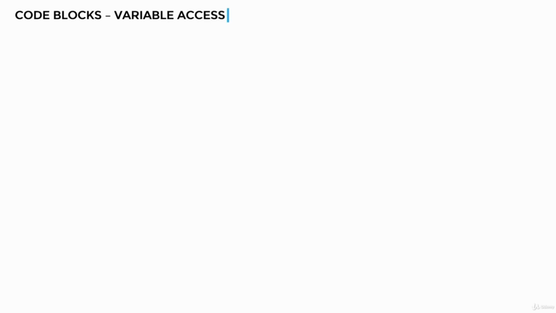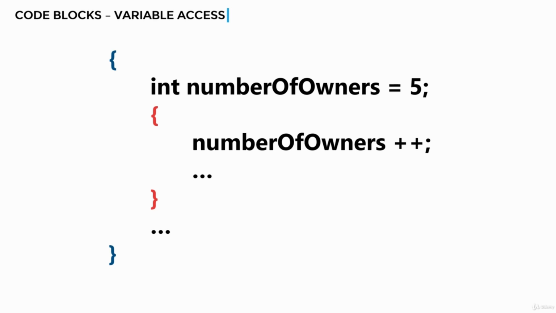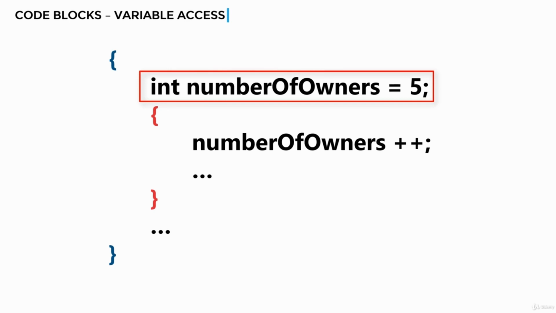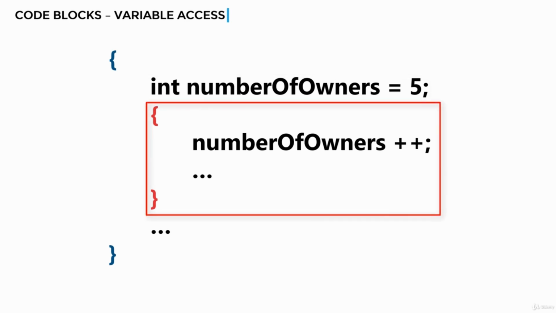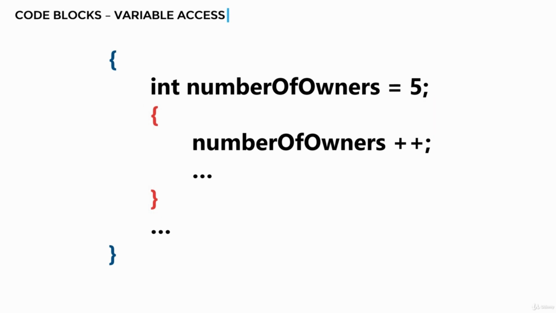Now let's move on to variable access. The best way to explain this is by using an example. So we have two blocks here, an inner and an outer. If you create a variable outside of the red block, you can still access it in the red block, and you can even modify it. By the end of this code, the number of owners will be 6.